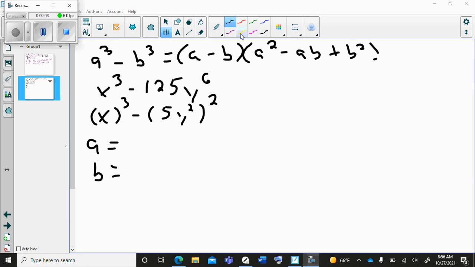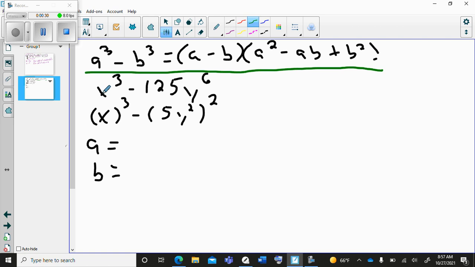Here's another factoring the cube problem. So the first thing I do is I write out the general form of the equation, which I'm underlining in green so that way I have it. So this is a cubed minus b to the third equals a minus b in parentheses a squared minus ab plus b squared. I know my a's kind of look like 9, so I apologize.